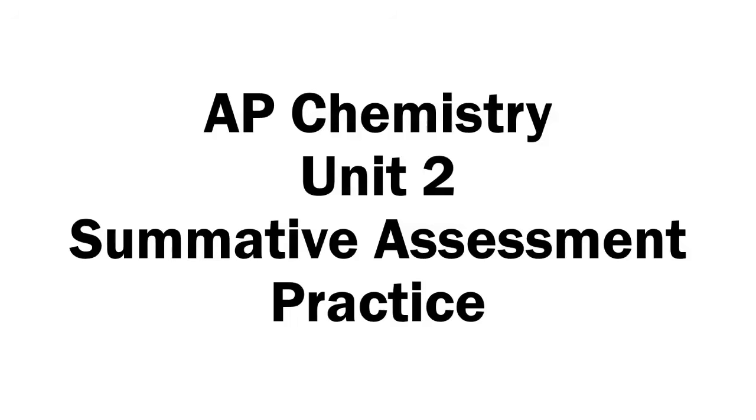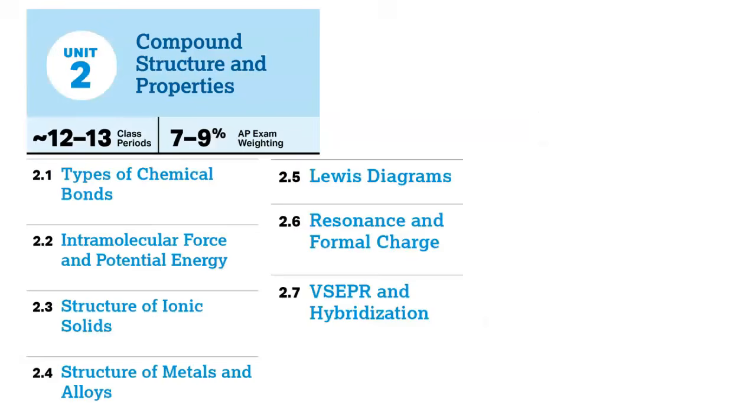These are the answers to the AP Chemistry packet that is entitled Unit 2 Summative Assessment Practice. On this slide, you can see Unit 2 at a glance. Unit 2 is entitled Compound Structure and Properties. In this video, I will present practice problems that cover all of the topics in Unit 2. This video should help you to prepare for the Unit 2 summative assessment.